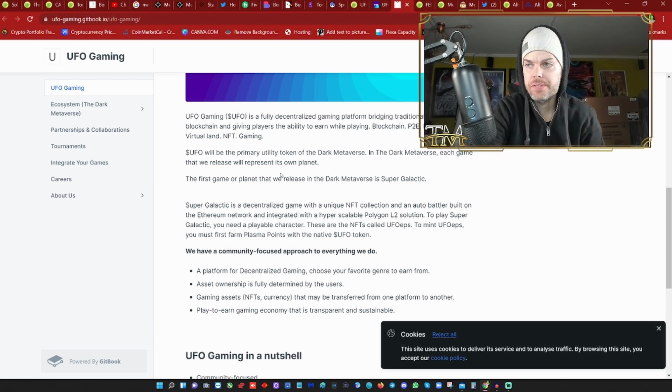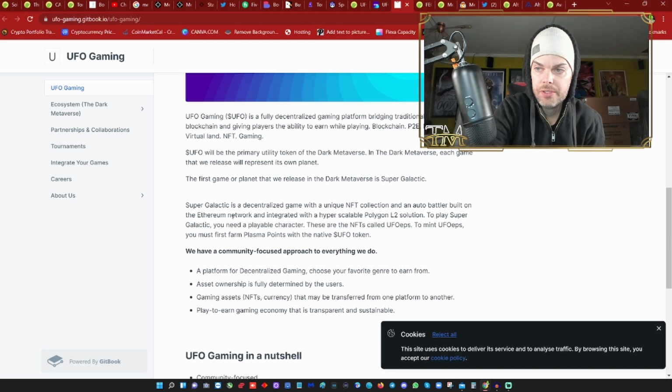UFO will be the primary utility token of the Dark Metaverse. In the Dark Metaverse, each game that we release will represent its own planet. The first game or planet that we release in the Dark Metaverse is Super Galactic. Super Galactic is a decentralized game with a unique NFT collection and an auto battler built on the Ethereum network and integrated with a hyper-scalable Polygon L2 solution.